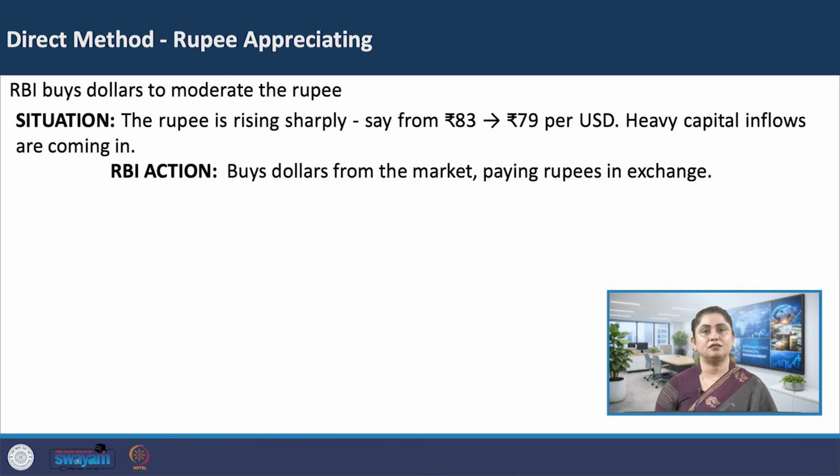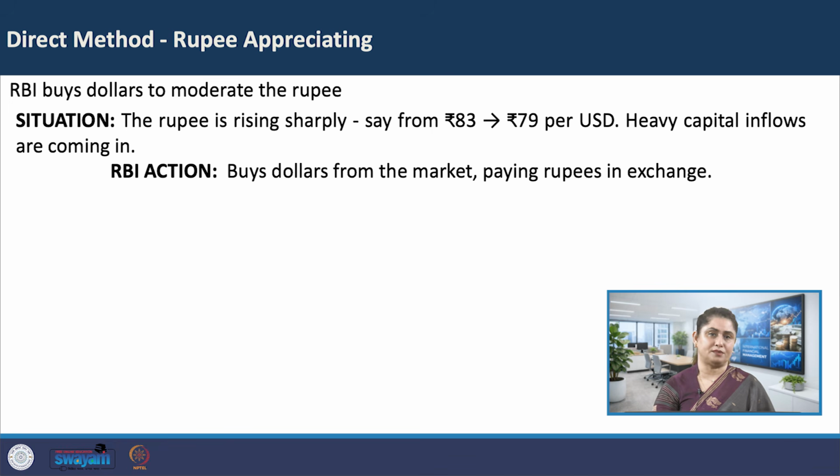Here what it means? Large amounts of foreign money are coming into India. Foreign investors are selling dollars and buying rupees to invest in the Indian market. That is why the rupee is increasing sharply, say from 83 per dollar to 79 per dollar. A very strong rupee is not always desirable. It makes Indian exports expensive for foreign buyers and hurts Indian exporters.